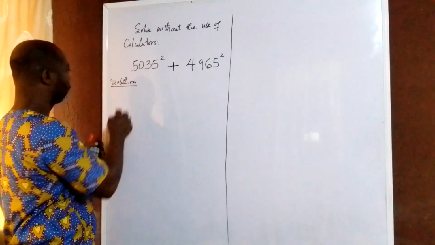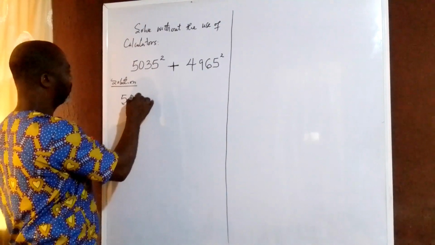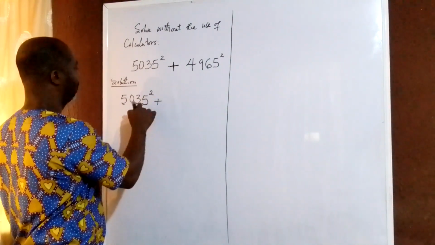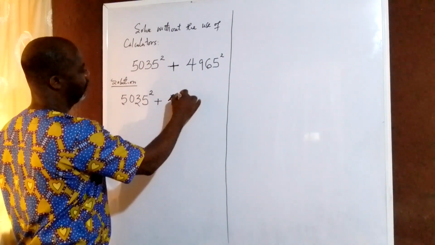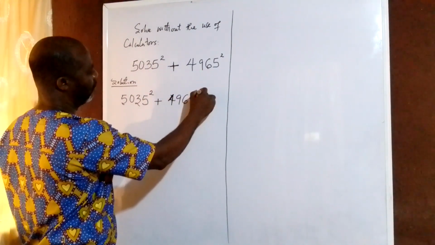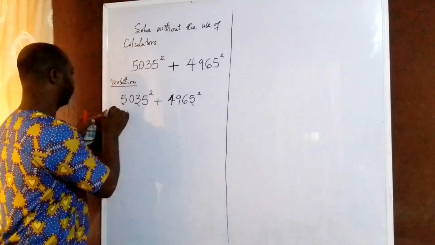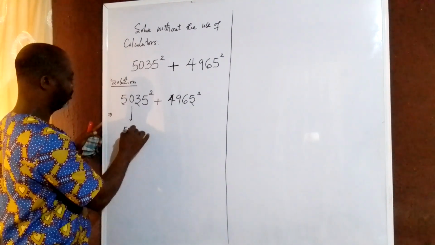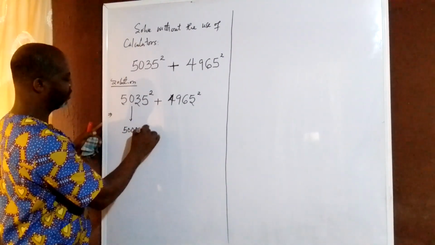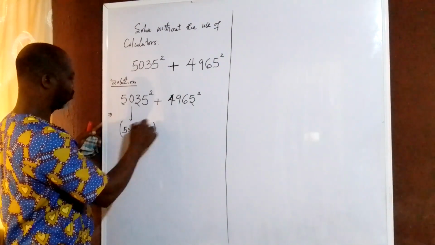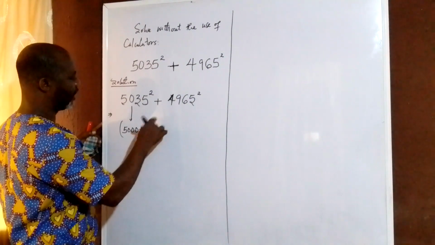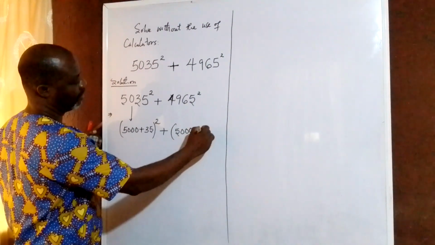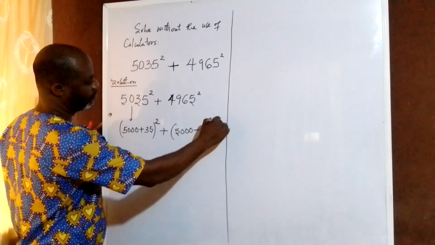So we have 5,035 squared plus 4,965 squared. So what this will become is 5,000, I'm going to write this as 5,000 plus 35, all squared, and then of course I'm going to write this as 5,000 minus 35 all squared.